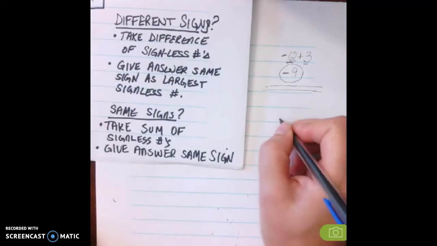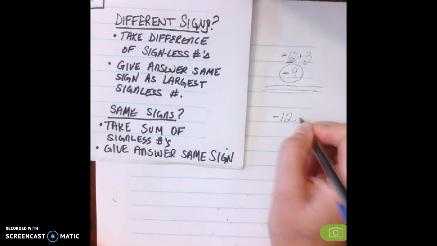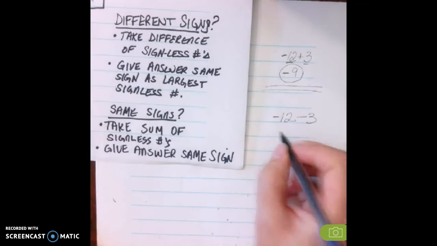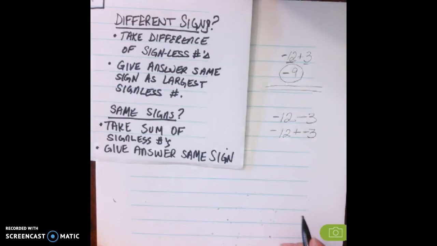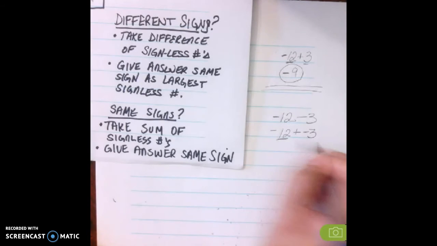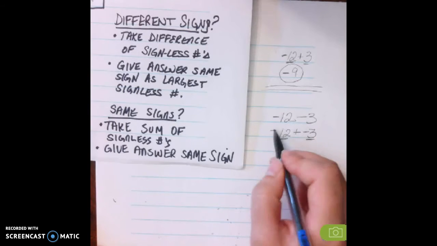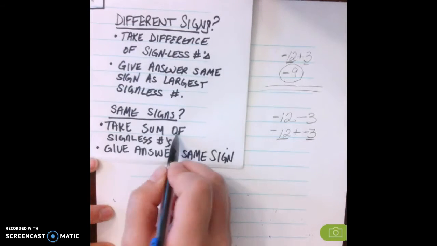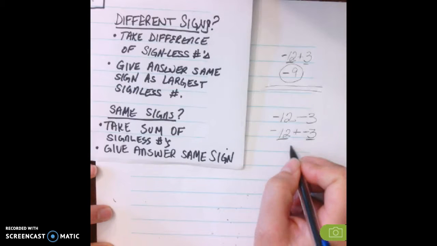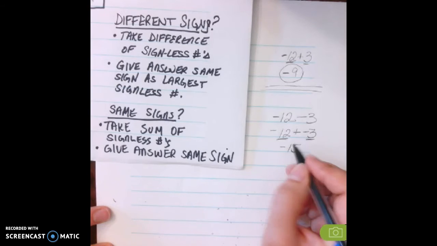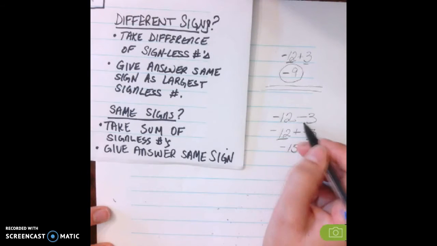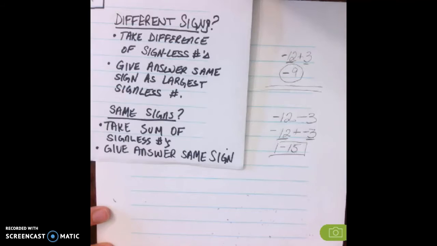Now, what if they have the same signs? Well, let's say we have negative 12 minus 3. There's no such thing as subtraction, so that's really adding a negative 3. So here my signless number is 12, my signless number is 3, but really they both have the same sign. So we're going to take the sum of the signless numbers, which is 15, and the answer is going to have the same sign. Same sign as which number? Doesn't matter. We started out knowing that they have the same signs, so that's negative 15.